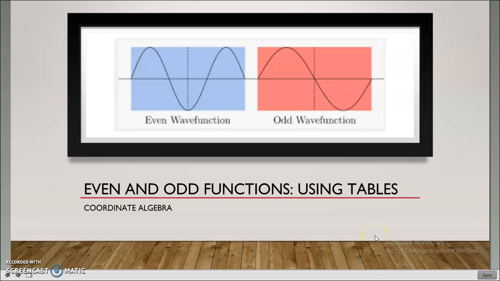Hello, today we're going to talk about determining if a function is even or odd or neither by using the table. So sometimes we don't have the graph and sometimes we don't have the actual function, we just have a table. So how can we determine if the function is even, odd, or neither using a table?